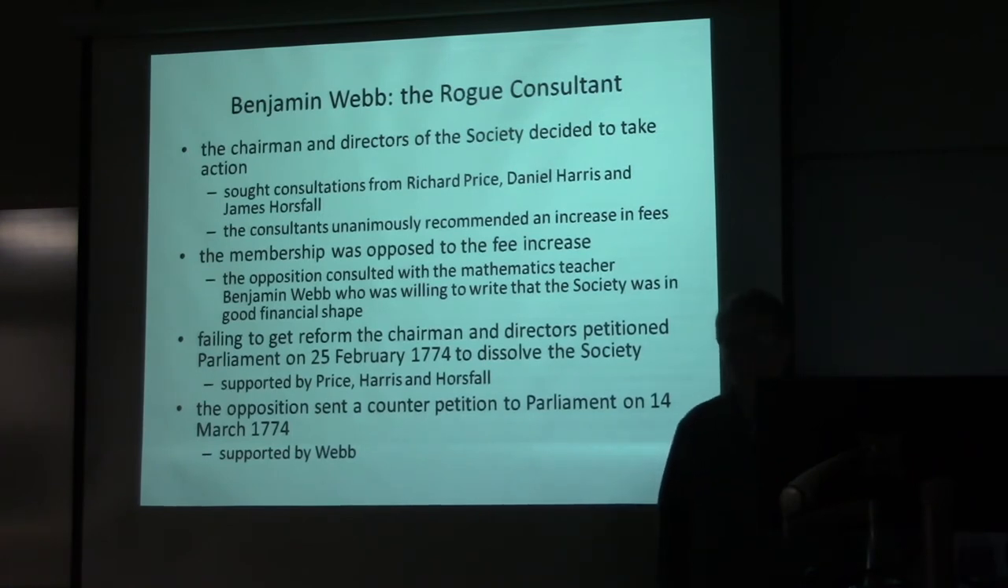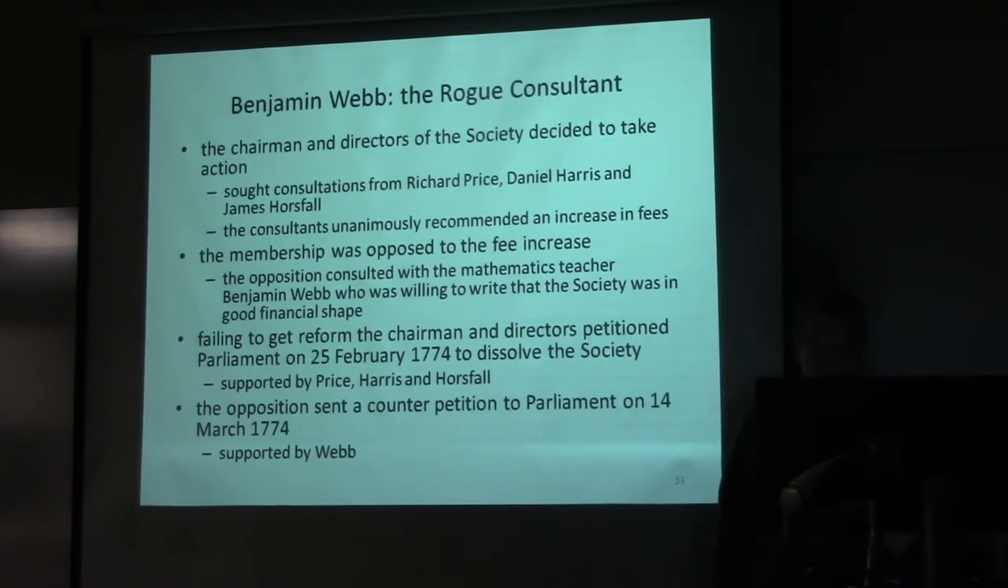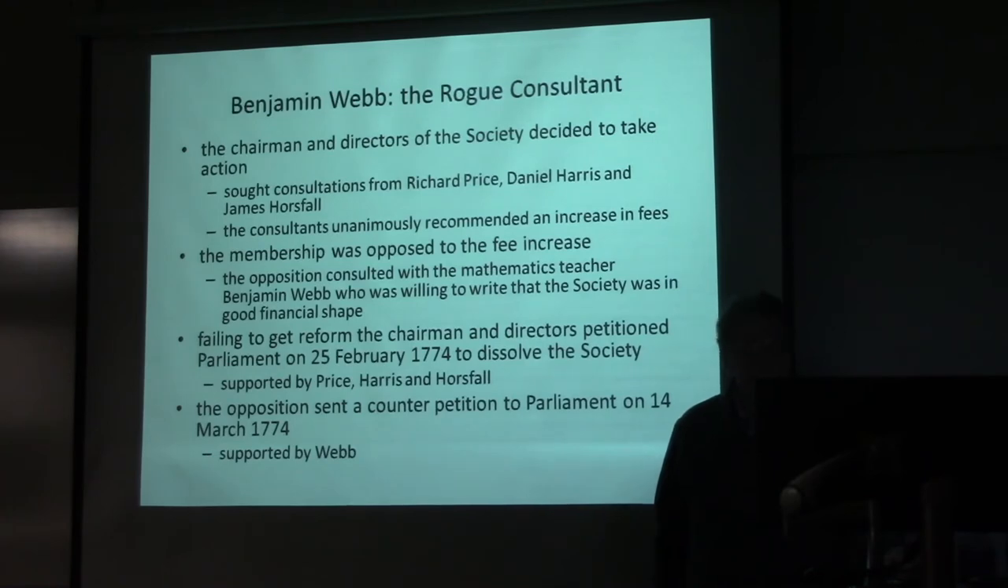So the head of the society, knowing that the place would go bankrupt, petitioned Parliament to dissolve the society. And this was supported by Price, Harris, and Horsfall. And the members of the society who still wanted to pay the lower premiums and watch the place go bankrupt were supported by Webb. So the petitions went before Parliament.